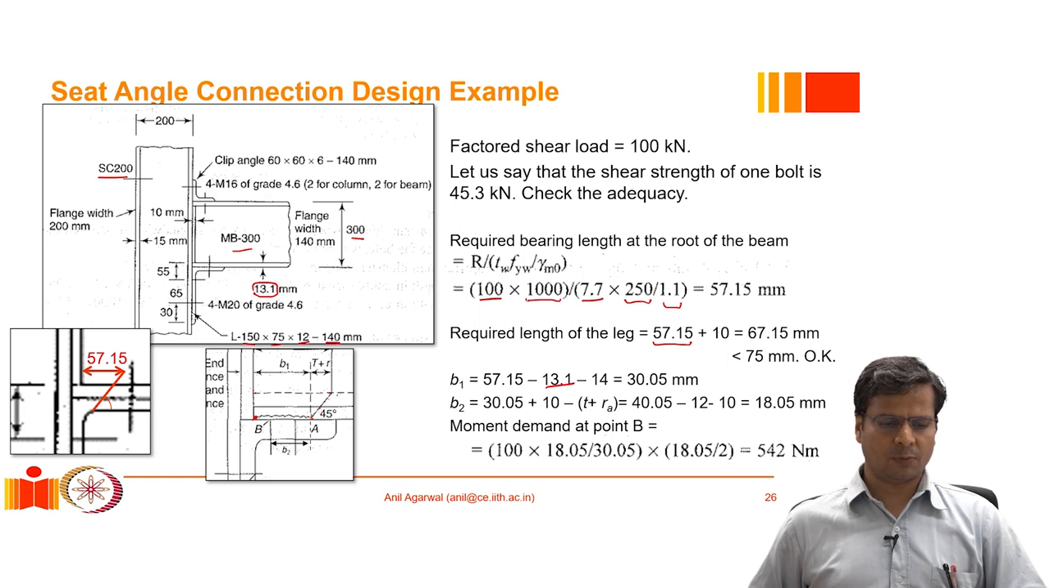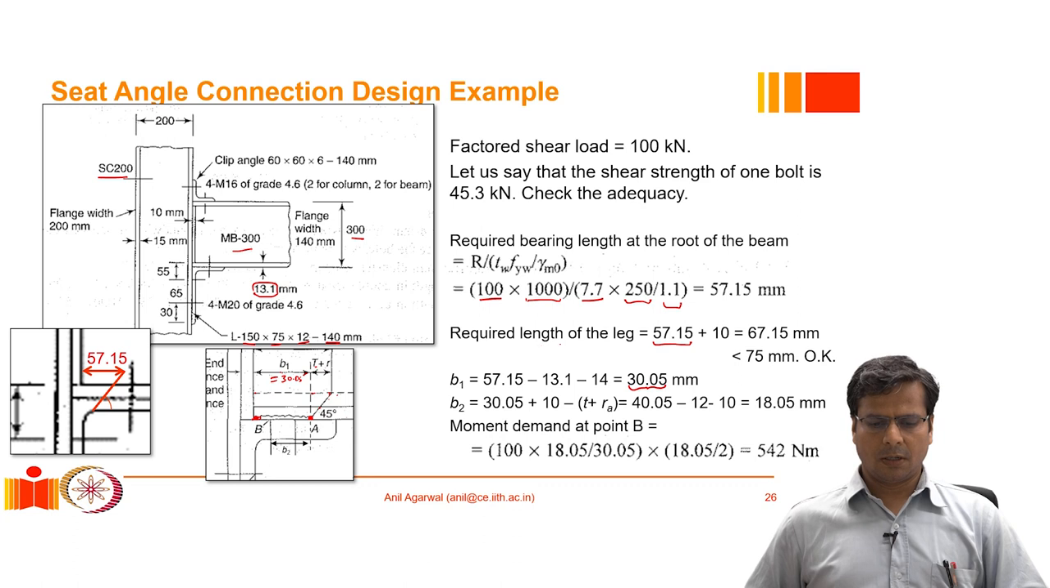So first we remove this portion, which is basically T. So we take away T, and then we take away 14 millimeters, which is the fillet radius approximately. So we take T and R out. What we are left with is 30.05. That is my B1 value. So that is the actual bearing surface length between the angle and the beam, the minimum bearing surface we need between the angle and the beam.